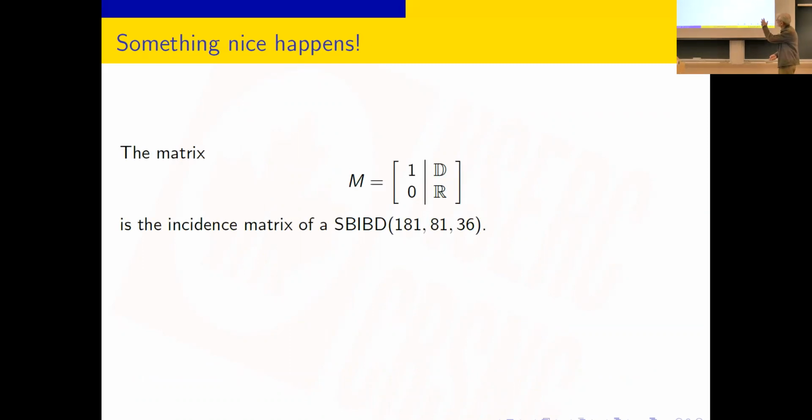So something nice actually happens when you put these two together. With these two parts that we found together, we are going to get the incidence matrix of that symmetric design.